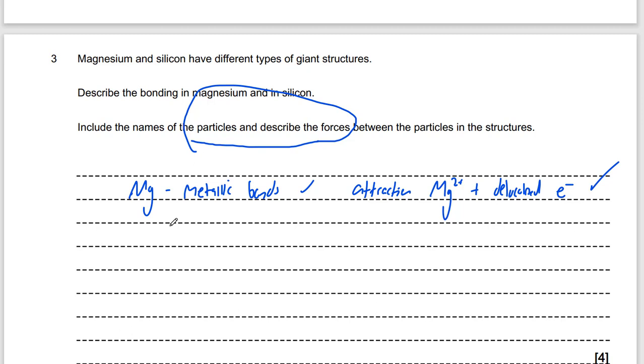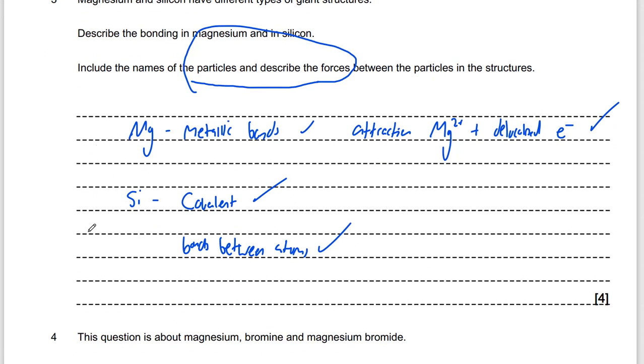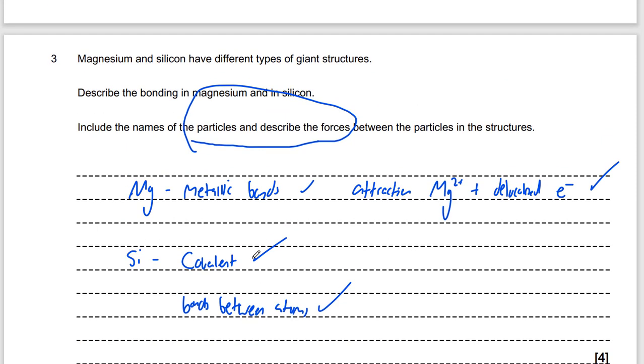It's easy, this, isn't it? And silicon is covalent. They tell you in the question it's giant covalent, so you don't even need to write giant covalent. Just the word covalent gets you the mark. And the bonds are between the atoms, shared pairs of electrons, just literally bonds between atoms. 4 marks. All in all, I probably wrote about 10, 12 words there. They gave me 9 lines, but you can answer it in literally a few words.